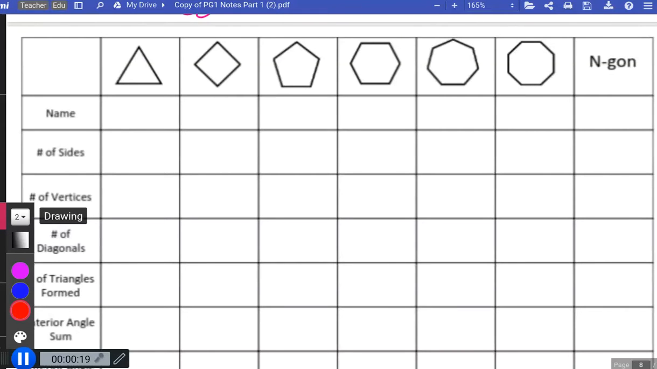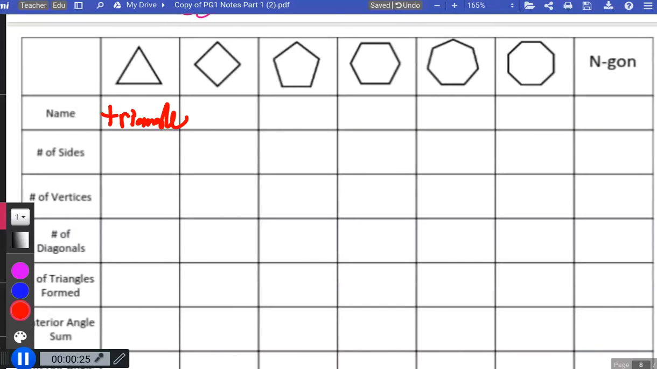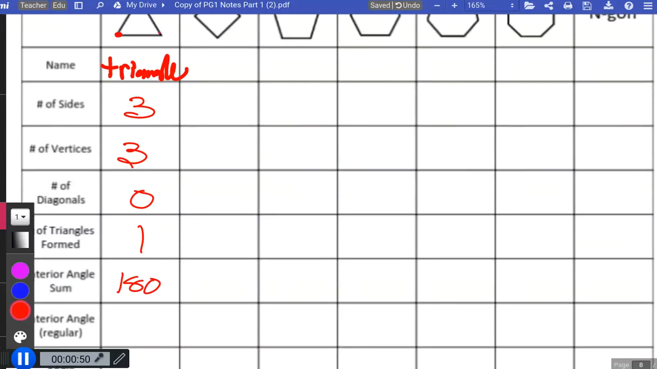All right, so we're going to start with the easy one. We know what a triangle is. It has 3 sides and 3 vertices. And how many diagonals does it have? Well, it has 0 diagonals. You can't connect a corner to another corner without it being one of the original sides of the triangle. So that means we form one triangle, which gives us an interior angle sum of 180 because there's one triangle in this shape.